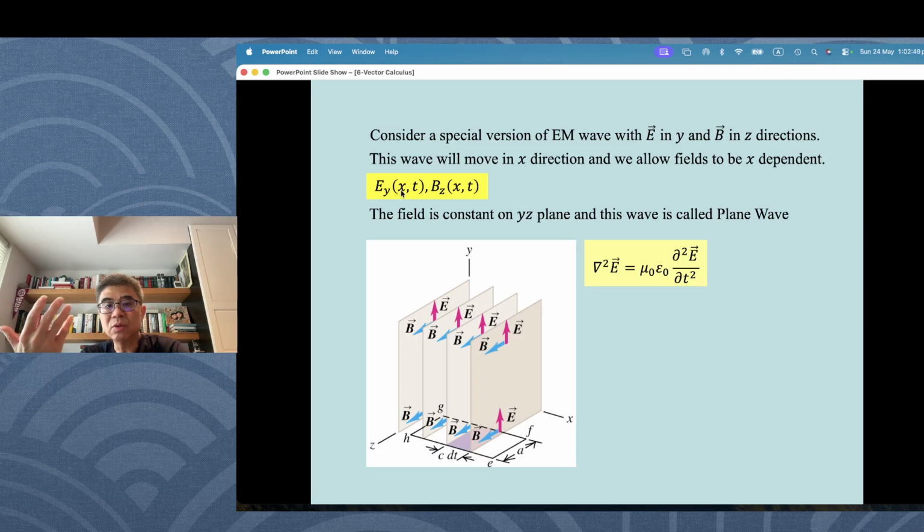Because the wave will move in the x direction, the field will be a constant on the YZ plane. Therefore, this kind of wave is always called the plane wave.